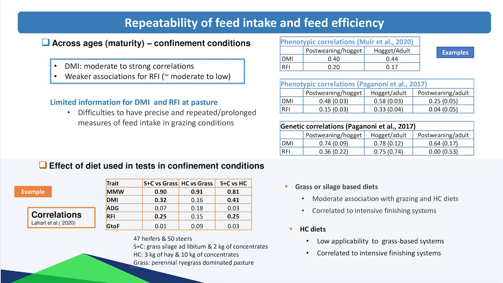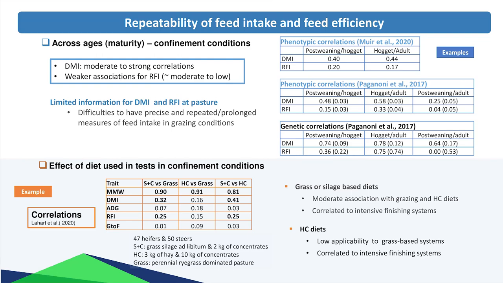But this is interesting, and that's why I put this example of this test. They use different diets: grass silage ad libitum and concentrate in confinement conditions, and high concentrate in confinement conditions. And then they compare with grass, actually measuring individual feed intake using alkanes in grass. And this is just the correlations between the different traits that they use.